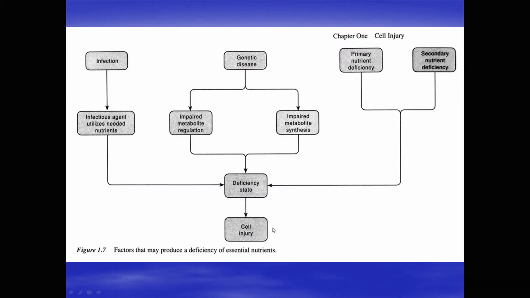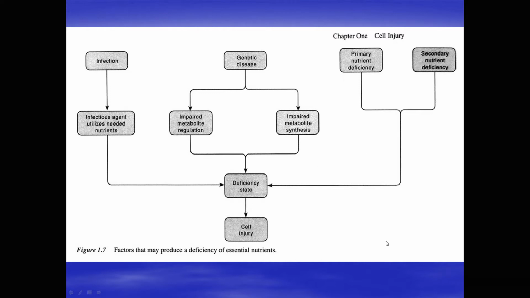Here, the deficiency of nutrient is summarized. The primary nutrient deficiency is due to a lack of a nutrient in the diet. In the secondary nutrient deficiency, the nutrient is present in the diet but it cannot be digested or absorbed.